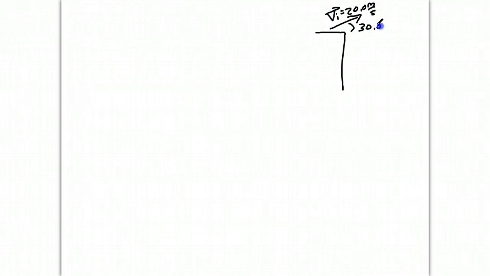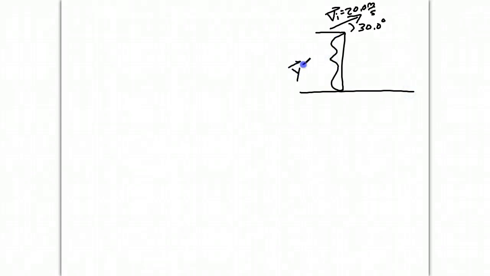Alright, to draw a picture, we have an initial velocity equaling 20.0 meters per second. We have an initial angle of 30.0 degrees. The height of our building is 45 meters. Remember that that will actually end up being a negative 45 meters because we are starting at the top of the building and the ball is going to land on the bottom ground.